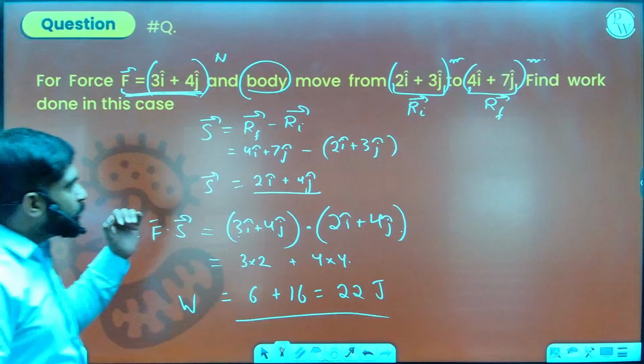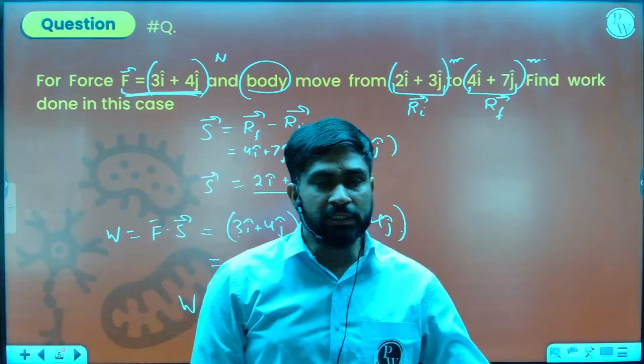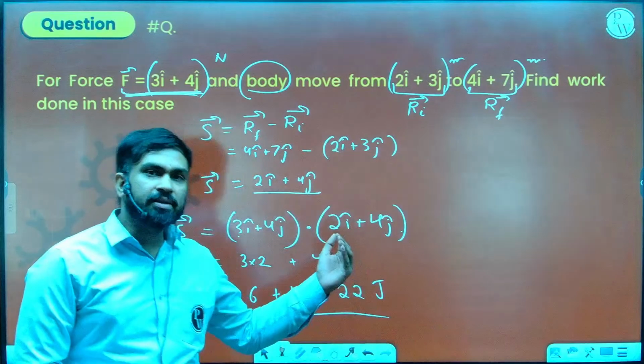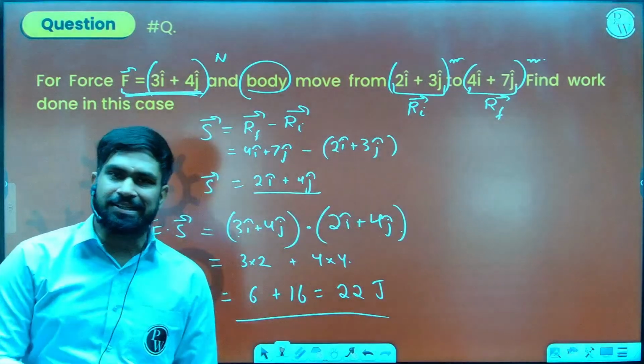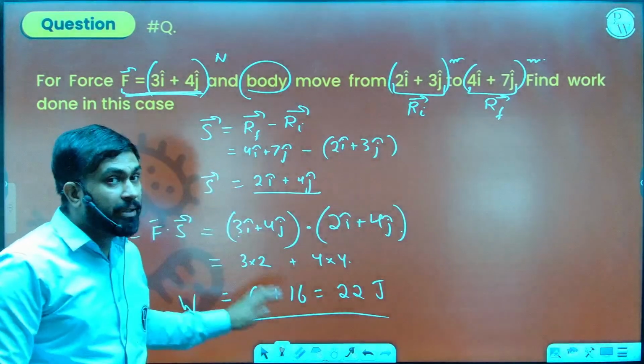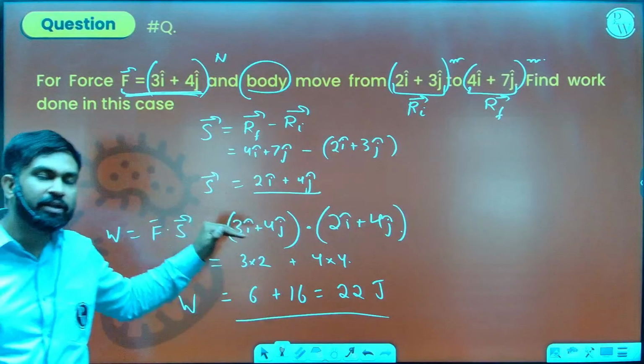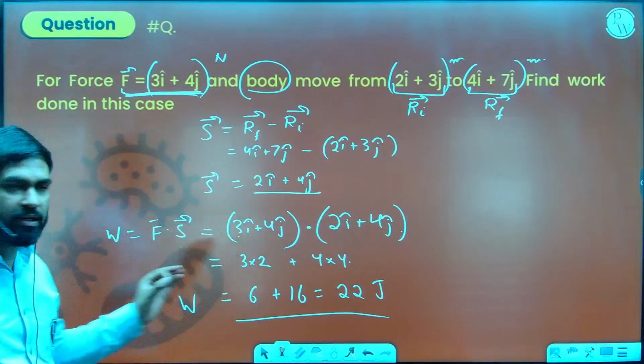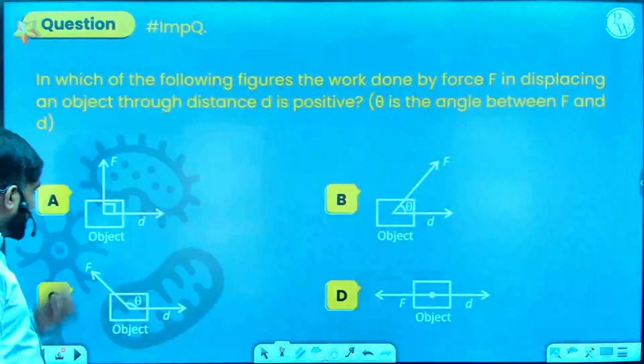This is how you do the problems. Just be careful. It was quite an easy problem, just an introductory problem, so it was on the easier side. But just follow the method and check whether you are doing each and every step correctly or not. That's it. Okay, next one.